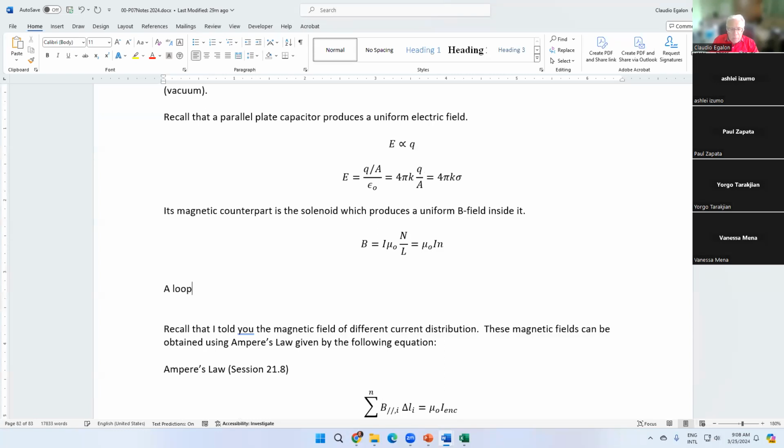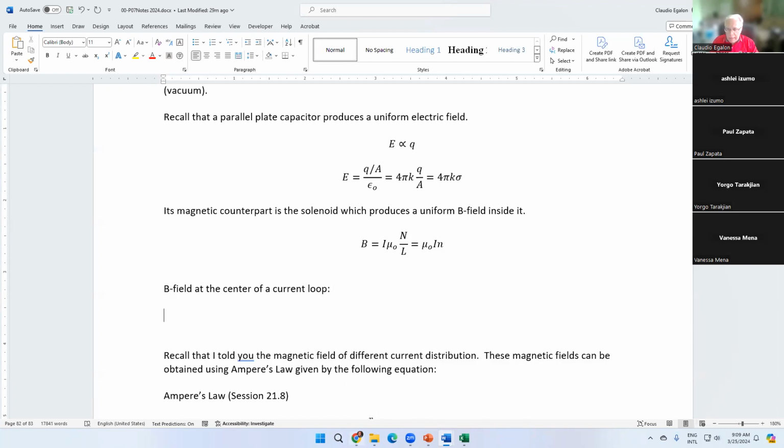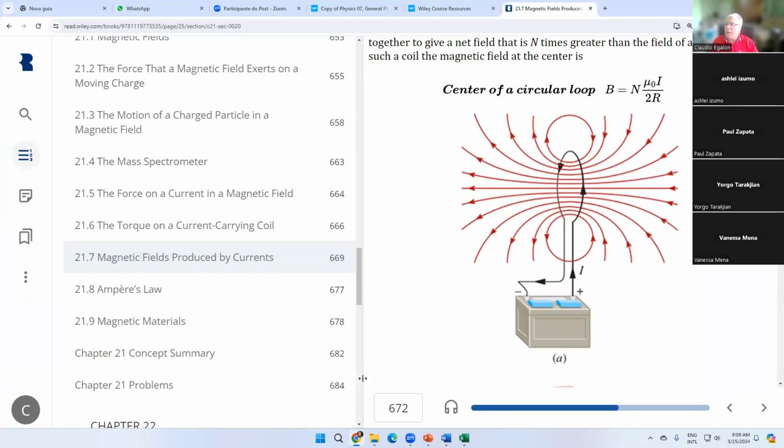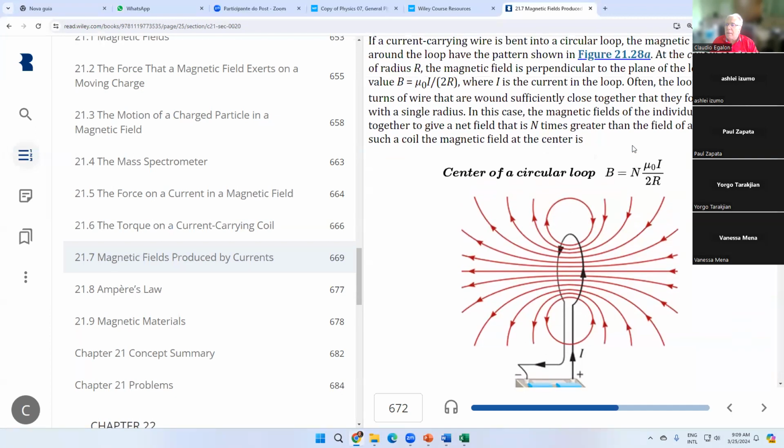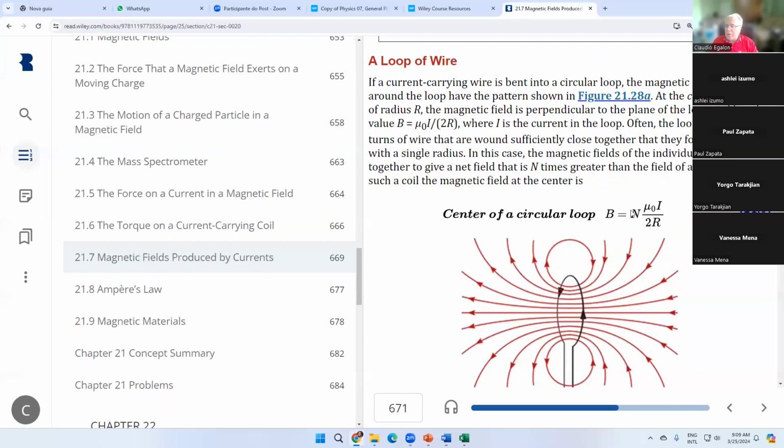A loop of current: the B field of a current loop at the center. It's also given in the book. What's N here? N is the number of turns. If you have just one turn, like in this illustration, N is equal to 1. If you have two turns, N is equal to 2. Three turns, N equal to 3. The more turns, the larger the field.